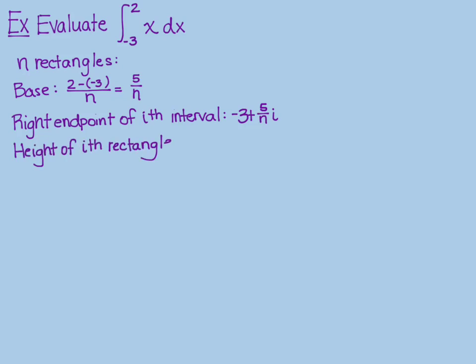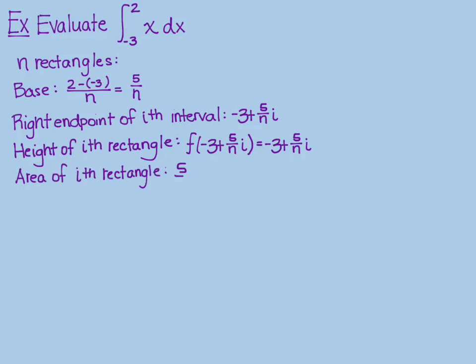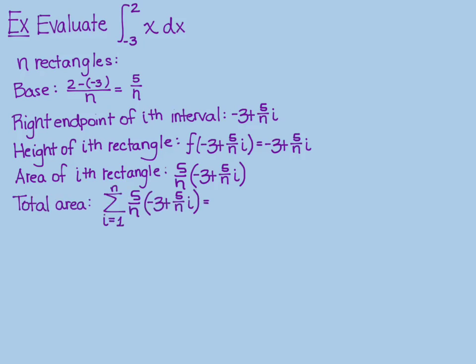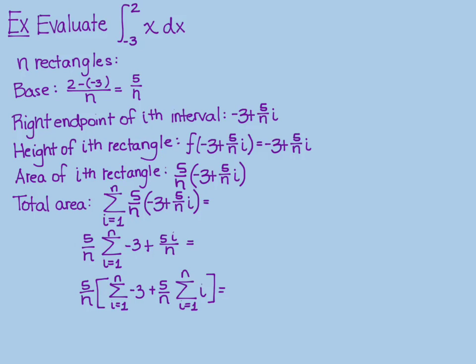The height of the ith rectangle is f of negative 3 plus 5 over n times i, which in this case, the function is just f of x equals x, so we're left with negative 3 plus 5 over n times i. The area of the ith rectangle is then the base times the height, and the total area is the sum as i goes from 1 to n of the base times the height. If we simplify this, we can pull the 5 over n out because it doesn't have an i in it, and we can then split up everything else into separate sums.